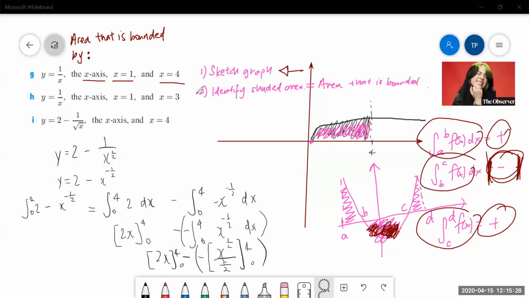The whole step 1, sketch the graph. Step 2, identify shaded area. Oh, wait. Sorry, Kalin. It's not 0. My bad. Because it doesn't start from 0, right? It starts from this point, right? What is this point? You've got to go and find the X-intercept. Yeah. That's the whole point of sketching the graph also.